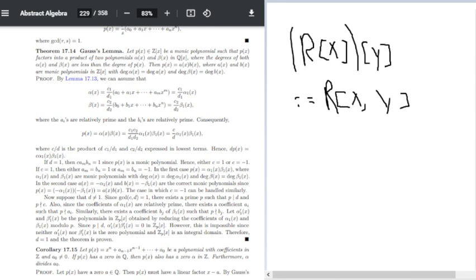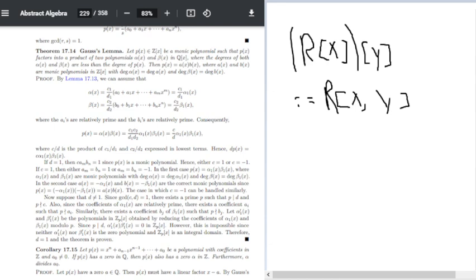So what it's basically saying is that if we have two monic polynomials and they split over the rationals, then they also split over the integers. So we can functionally move the rational case to the integer case when we have integer coefficients to start with.